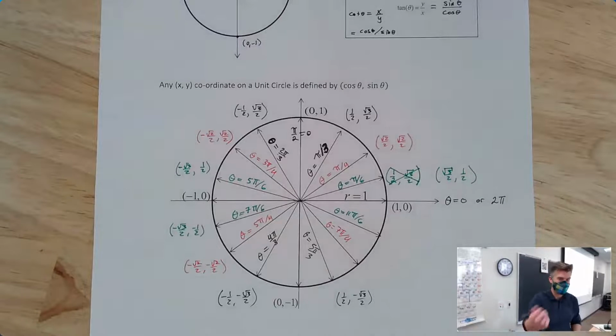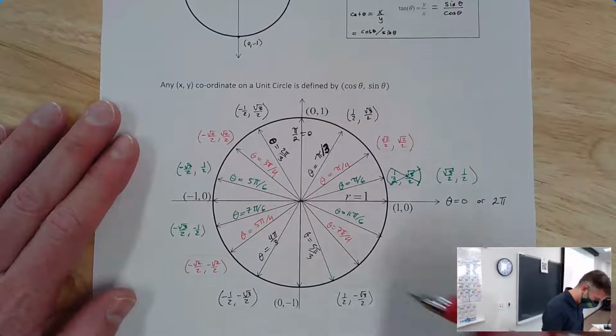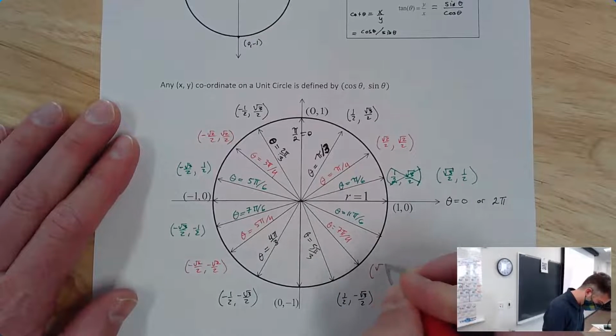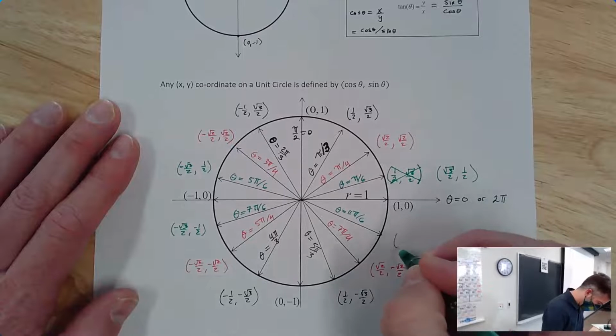Sorry, someone asked, do I know it's pi over 6 because of memory? Partially, yeah, but also because of how it's positioned from the x-axis here. It's going to be positive root 2 over 2, comma, negative root 2 over 2. This last one's going to be positive root 3 over 2, comma, negative 1/2.